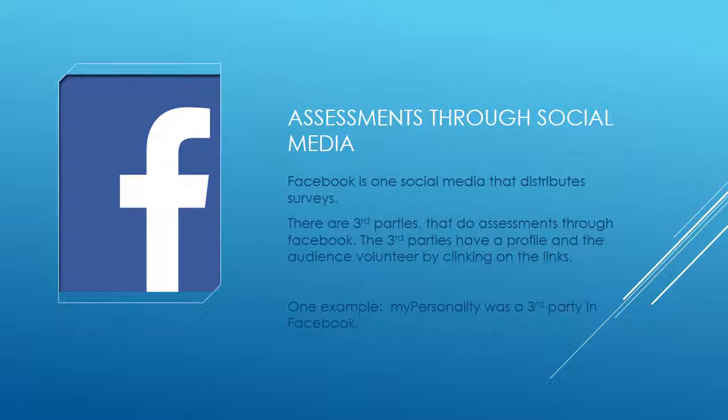The third parties have a profile and the audience volunteers by clicking on the link. One good example was My Personality. It was a third party on Facebook. The participants were drawn from the users of My Personality, a third party application on Facebook. Users anonymously responded to surveys and they knew that it was for a research purpose. There are many samples that users volunteered for.